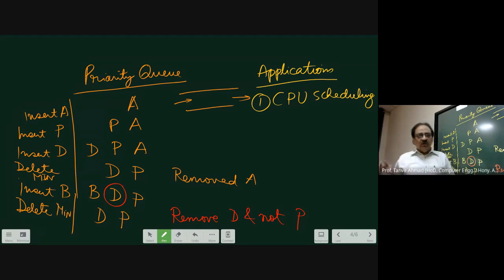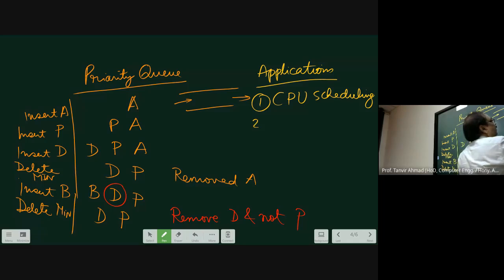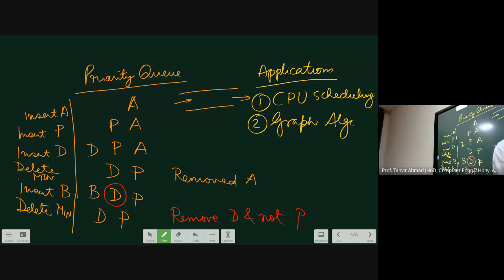Then you are also going to use it in some of the graph algorithms. We'll discuss in the 5th unit. Some graph algorithms, like shortest path algorithms, use the concept of priority queues. Or, for example, the algorithms called spanning tree algorithms also use the concept of priority queues. Now these are examples of this.